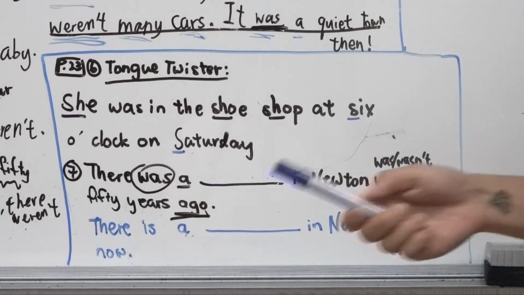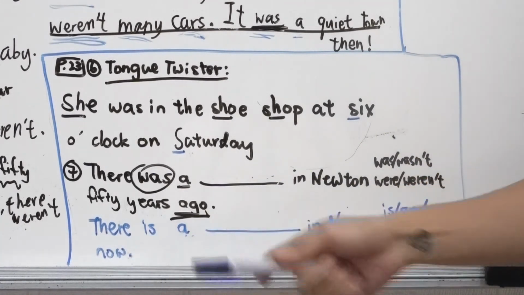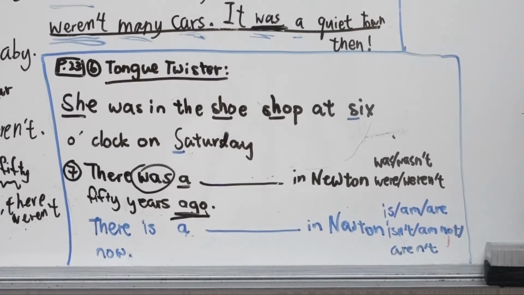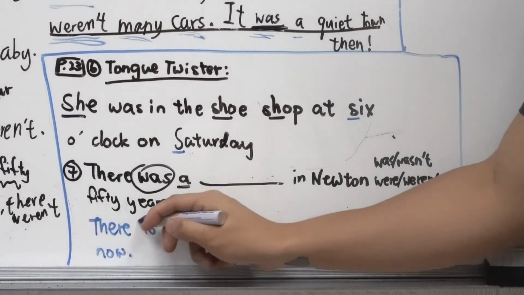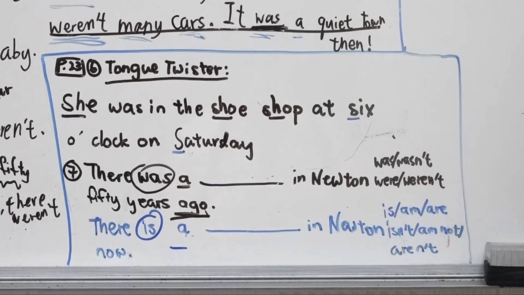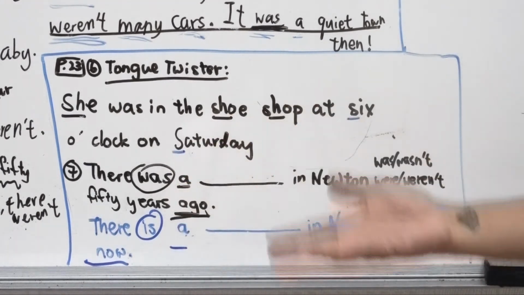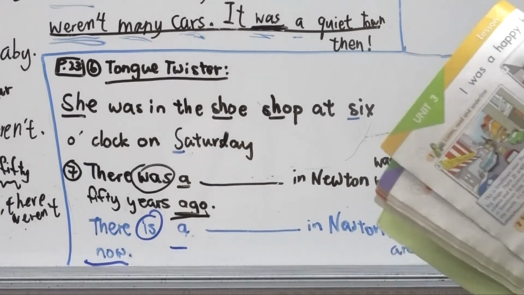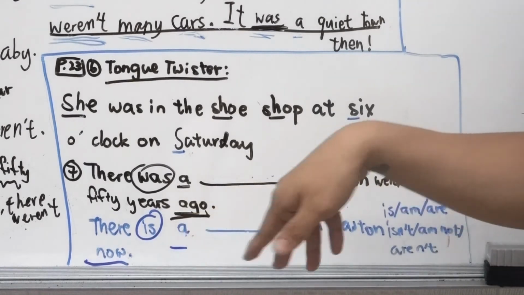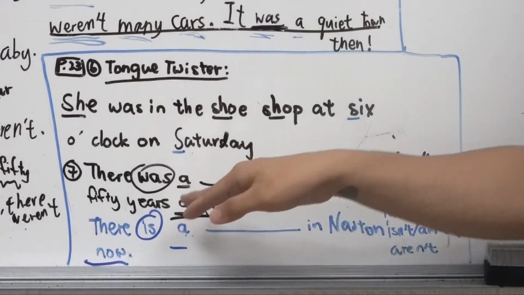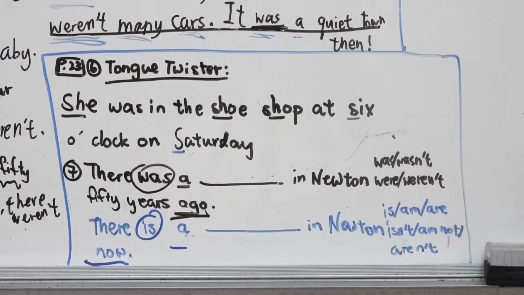In the present tense, we use there is a, so is for singular, for now. If we have more than one, we say there are. There are many things now. If we don't have a lot, we say there aren't many things now. And there isn't something now, if it's only one, okay?